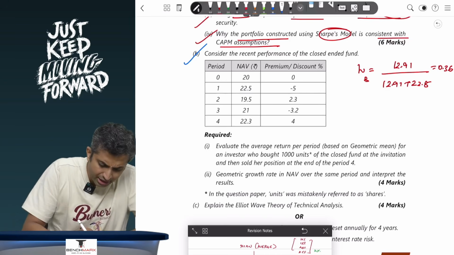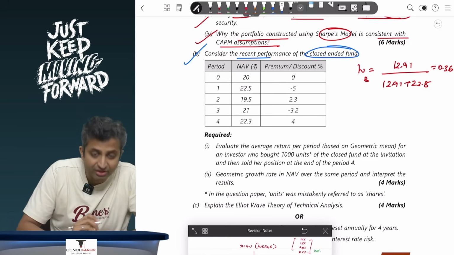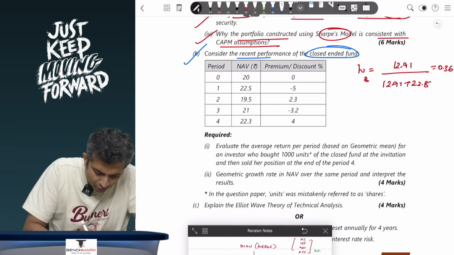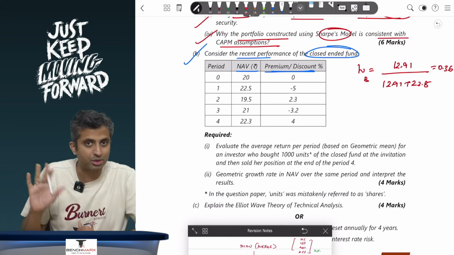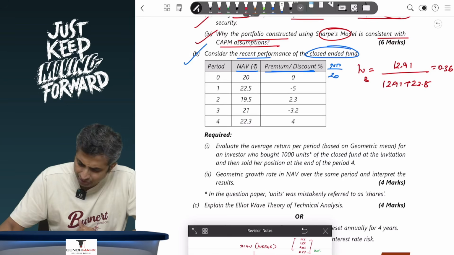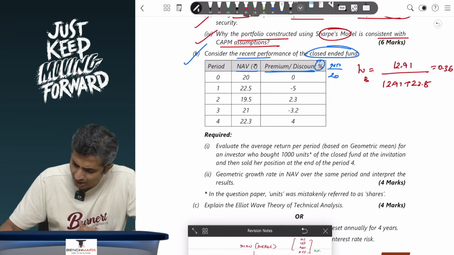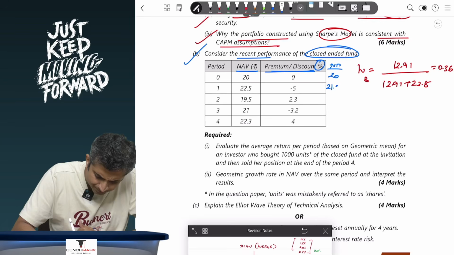So if I look at the recent performance, point B, for a close-ended fund, it is clearly given to be a close-ended fund. So there's a period where there's an NAV, and then there's a premium. Premium will be added, discount will be subtracted, discount will typically be minus, premium will be plus. So this is NAV. Now if I look at the market price, there's no premium, so this will be 20 only, and this is premium or discount percentage, not in rupees. So 22.5 minus 5% will come to 21.375.